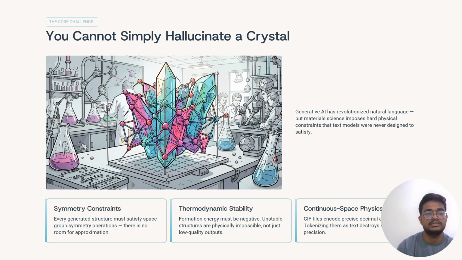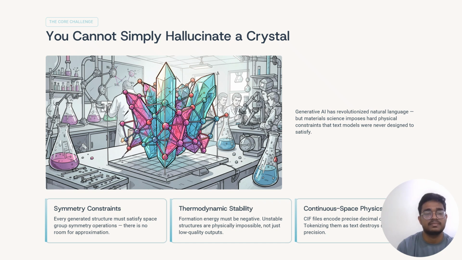So, our core challenge. Before discussing our solution, it is important to understand why crystal generation is difficult. Let's examine the three major challenges. Challenge number one, symmetry constraints. Crystals belong to specific space groups. A space group defines symmetry operations such as rotations, reflections, and translations. Every atom placed inside a crystal must respect these symmetry rules. If the generated structure violates even one symmetry operation, the crystal becomes invalid. Unlike natural language, there is no tolerance for approximations.